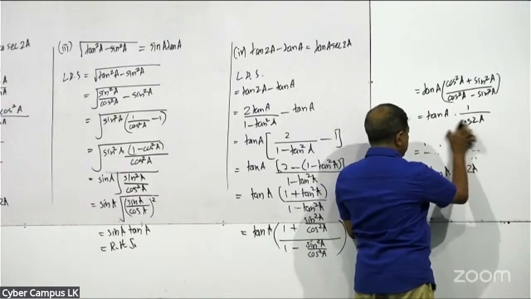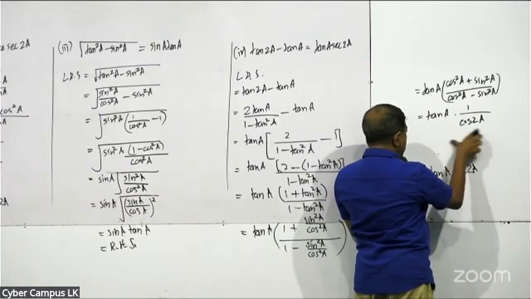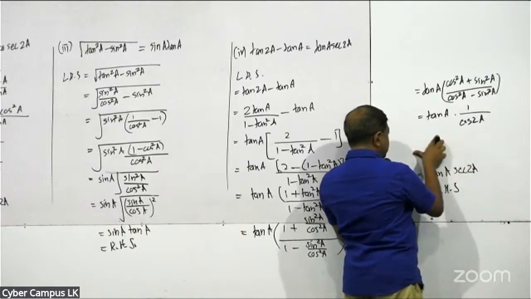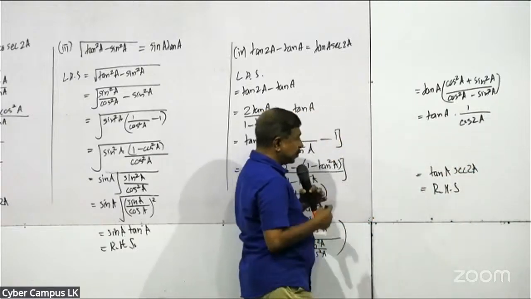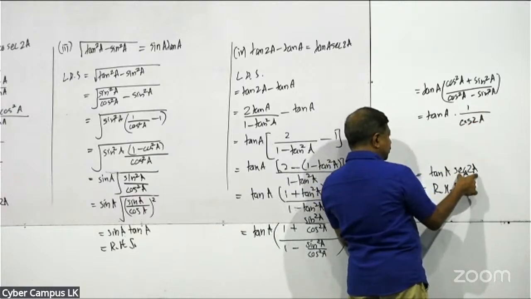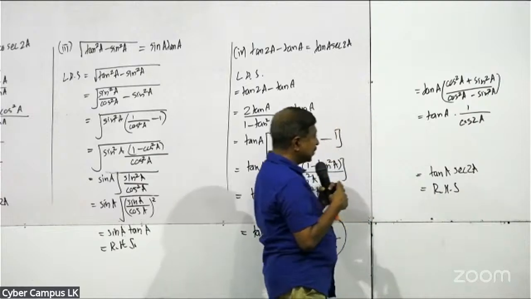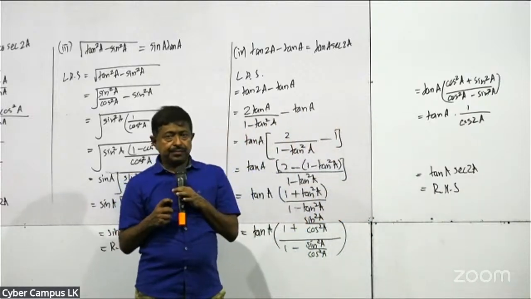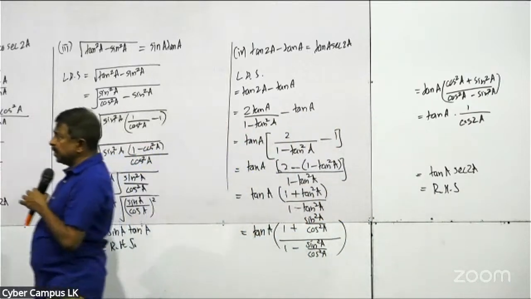I just wrote that to show you how you figure out the line of thinking. Now this is sec 2A, and that's the right-hand side, and that is the answer. So three parts are like that.